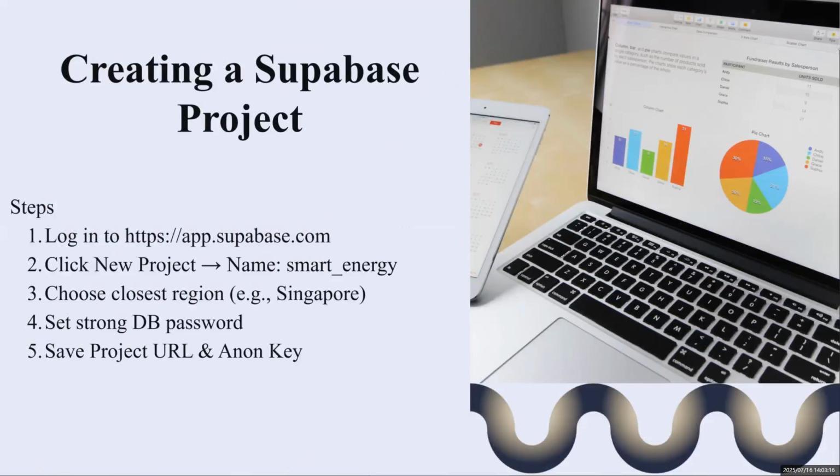Now, creating a Supabase project, all you need to do is to go to the website, as you can see on the screen, and then you create a new project. In this our class, we're going to name it Smart Energy, and then you choose the region where you are, maybe China, Singapore, or Pakistan, as the case may be. Then you set a strong DB password and save your project URL and anon key. So we are going to do this also during the seminar section. This is just for the lecture. So in case you want to see the seminars, please just go to the next video after this.